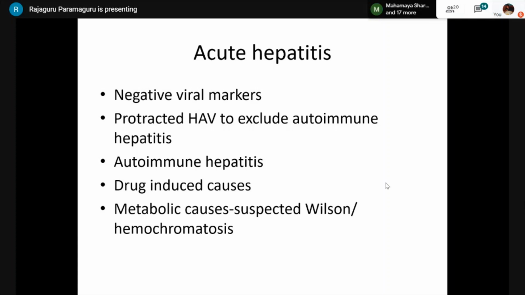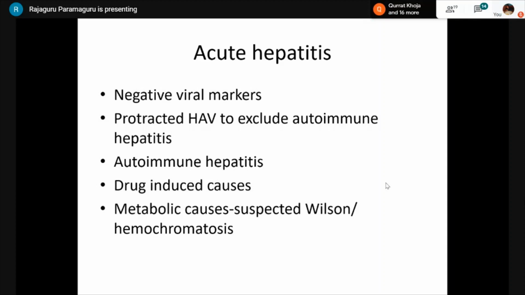So in an acute hepatitis, if the viral markers are negative, suppose it is a hepatitis A virus infection, they're not going to do a biopsy. Even for hepatitis B and C virus infection, if it is acute, they're not going to do a biopsy. Maybe later, for staging purposes, they will be doing a biopsy, staging and grading.